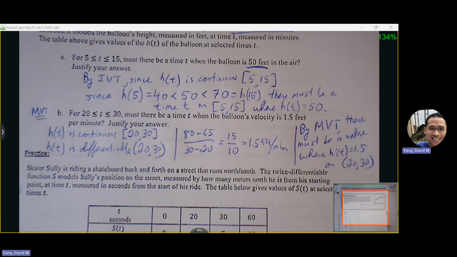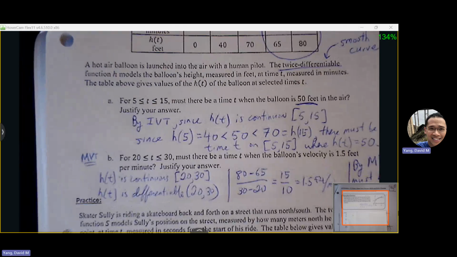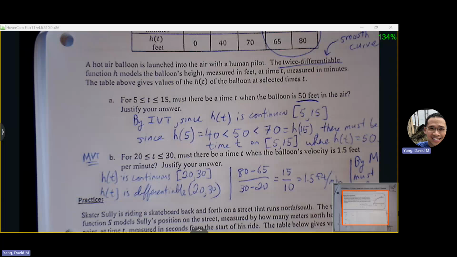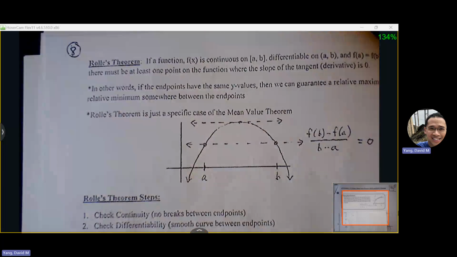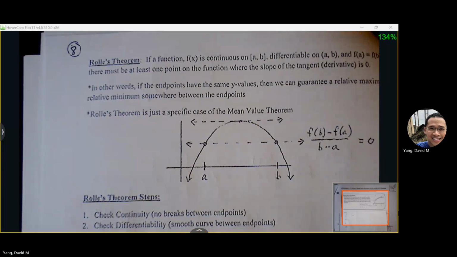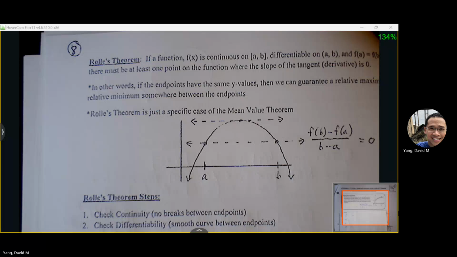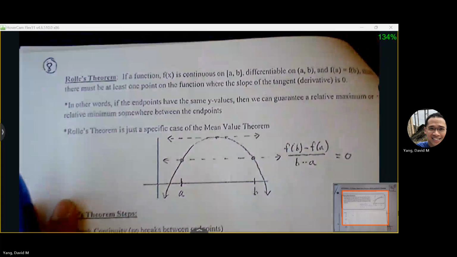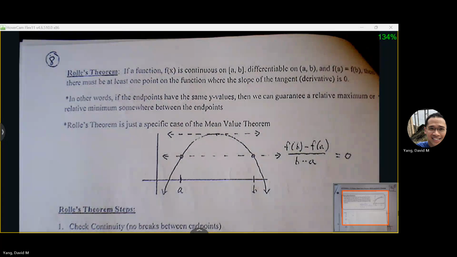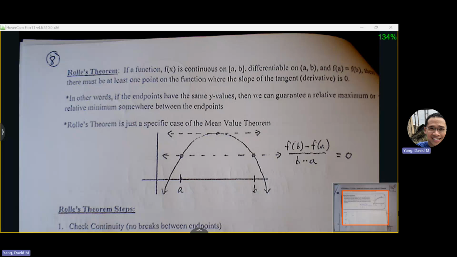Okay. Bottom of page 7 is the same process. One is IVT, the other is mean value theorem. Maybe we can come back to it. But I want to show you another variation of mean value theorem, and that is called Rolle's theorem. Page 8.